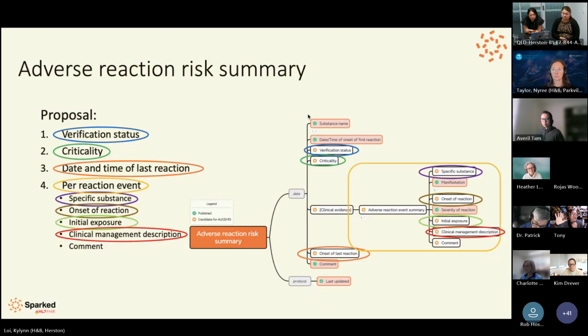Danielle? So I'm just looking at some of the terms there around onset of reaction and initial exposure. Are these dates? Yes. And so this is per reaction. So I think I'm a bit struggling with, in an AU-CDI context, if we know when the reaction event is, what do we mean by onset of reaction for a specific event?